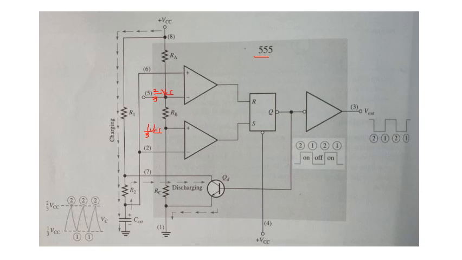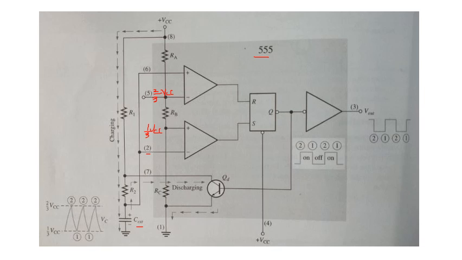So pin number 6 will check the voltage across the capacitor C external. Pin number 6 will compare the voltage across C external and 2 by 3 VCC and give the output. Similarly, the trigger pin, which is the input pin, pin number 2, compares the voltage with 1 by 3 VCC and gives the output.